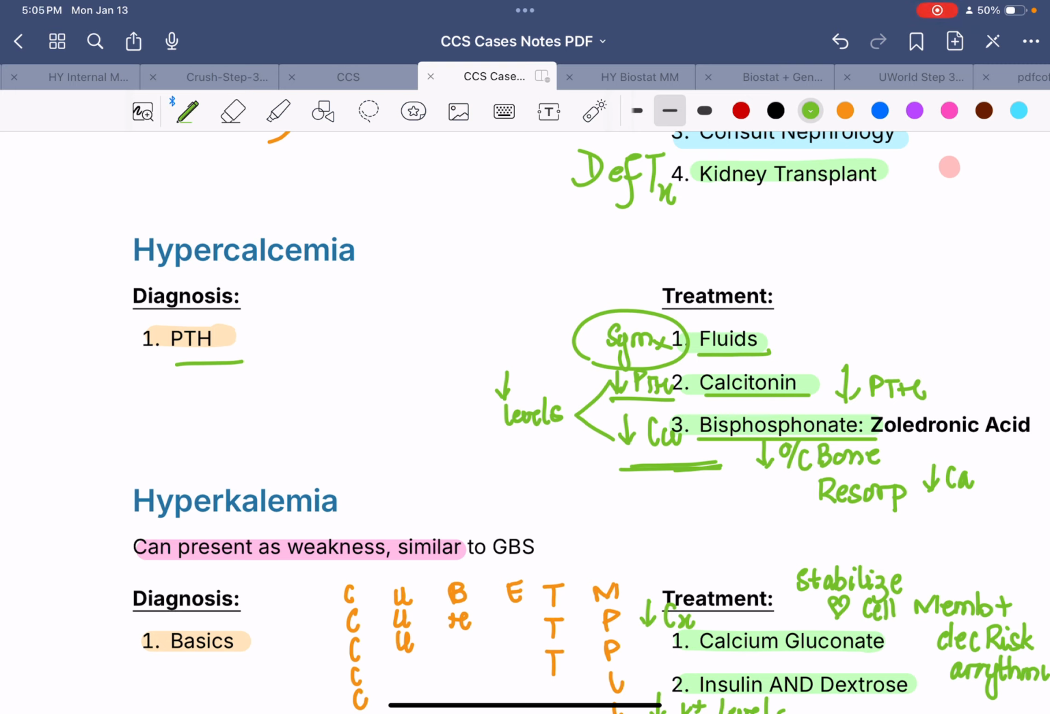Calcitonin basically alters the calcium sensing ability of the parathyroid gland, and it senses that there is too much calcium, so the parathyroid hormone levels basically go down, and in turn calcium levels go down. And bisphosphonates, like zoledronic acid, decrease the osteoclast bone resorption, so they decrease the calcium levels. So for hypercalcemia, just to summarize the treatment, give fluids along with calcitonin along with bisphosphonates.